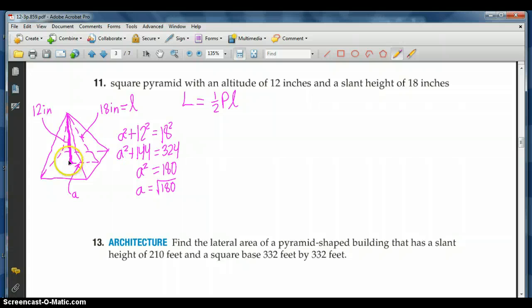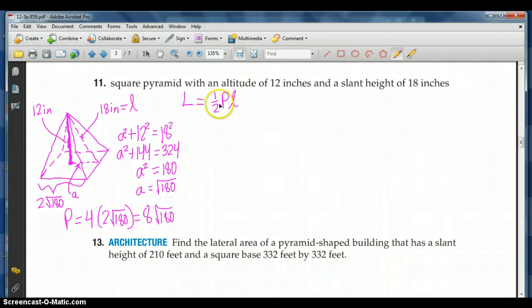So if A is the square root of 180, well, that correlates to this side right here, so that would be half the length of this side is the square root of 180. So if I multiply that by 2, my entire side length is 2 times the square root of 180. And since I have 4 sides, each of them 2 square root of 180, my perimeter will be equal to 4 times the length of the side, or 8 square root of 180.